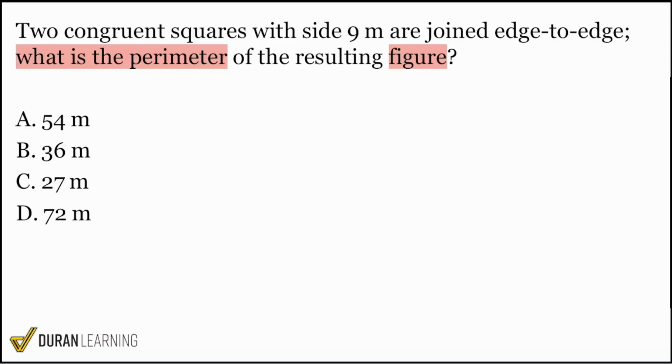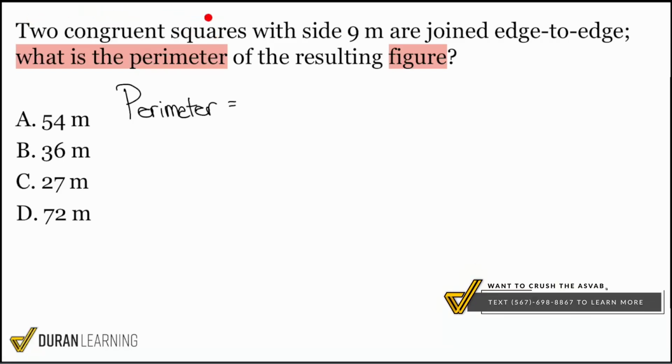So with that, here we go. Let's go ahead and just write down that we're looking for perimeter, and let's see what shape this is. Similar premise, it says two congruent squares, so two squares that are the same, with a side length of 9 meters are joined edge to edge.